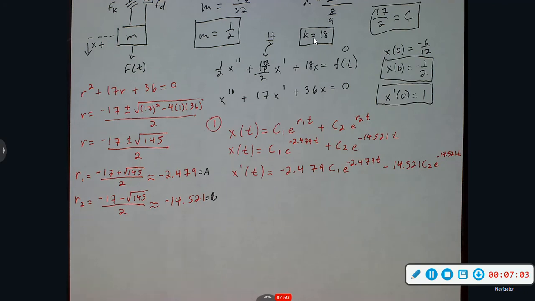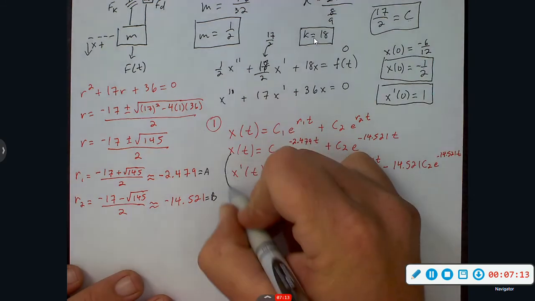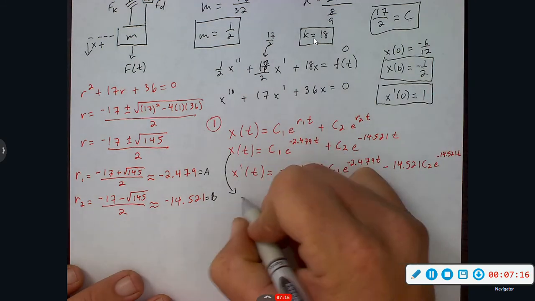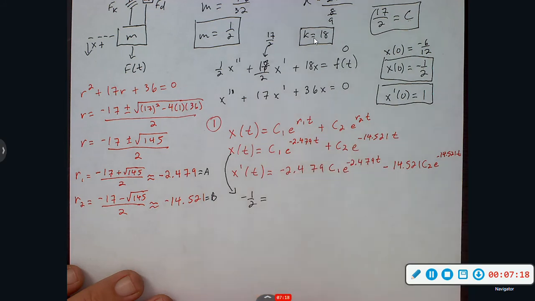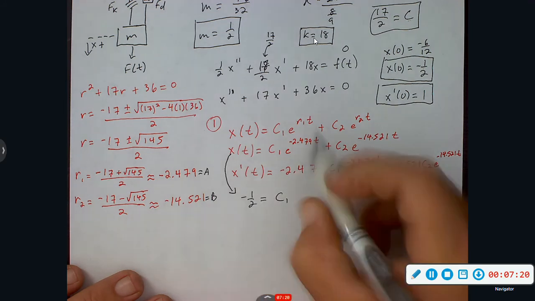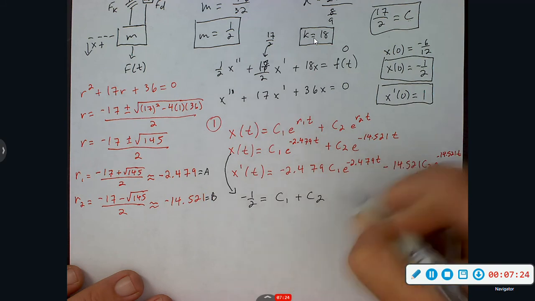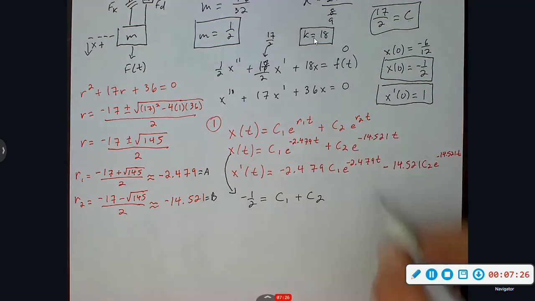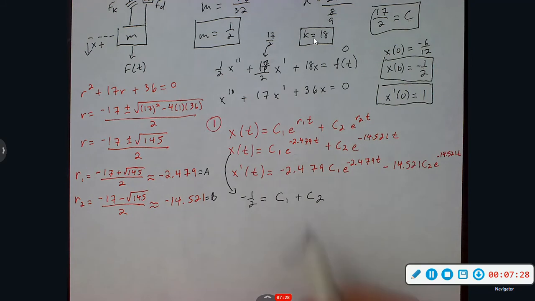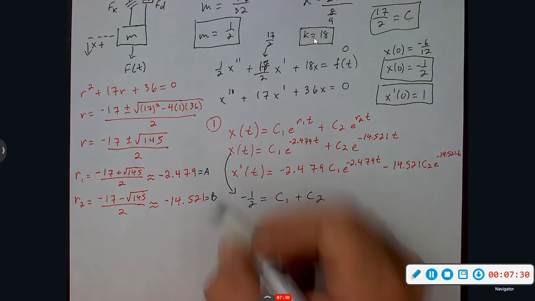Let's plug in our values so we can get some equations. Back to the x, x of 0 is negative 1/2. So taking this, plugging it in, negative 1/2 equals C1 times e to the 0, that's going to go away, plus C2, because this is going to go away once I plug in 0. So there's our first equation.